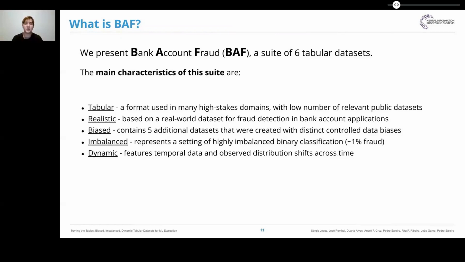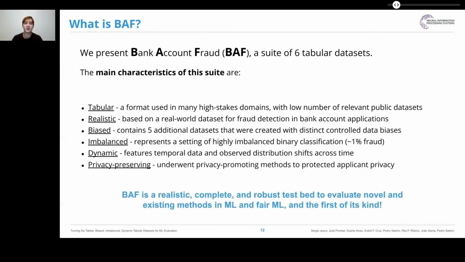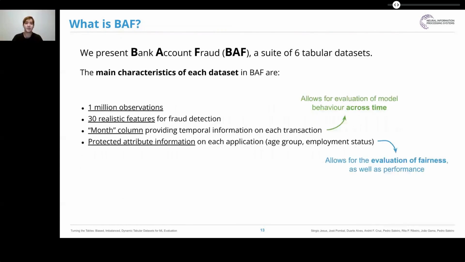Dynamic, because it features changes over time in the patterns observed in the data. And privacy preserving. We applied some methods to promote privacy to ensure that no applicant information is leaked. Additionally, all of the datasets are composed of 1 million observations, 30 features, a column for months, and protected attribute information, in our case, age group, employment status, and personal income.